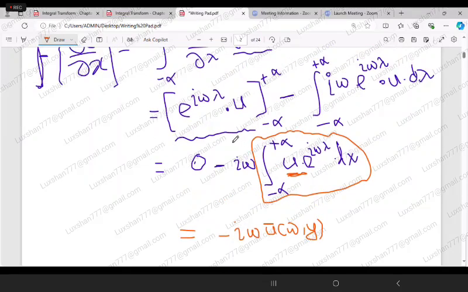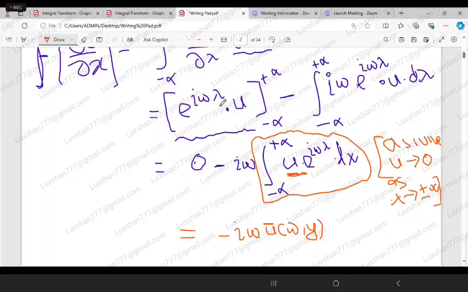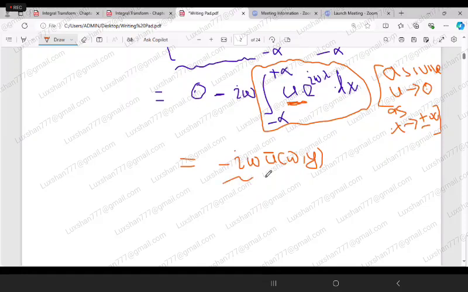Here we are making a small assumption: assume u tends to 0 as λ tends to plus or minus infinity. So why are we putting 0 here? As λ tends to plus or minus infinity, u tends to 0. Therefore, this part becomes 0 and we are getting this part.